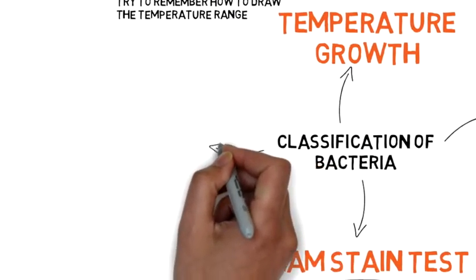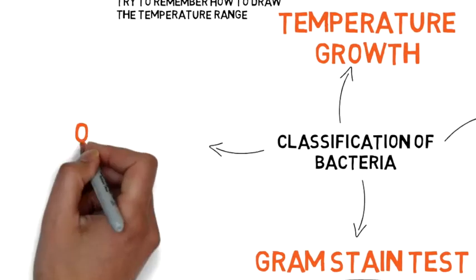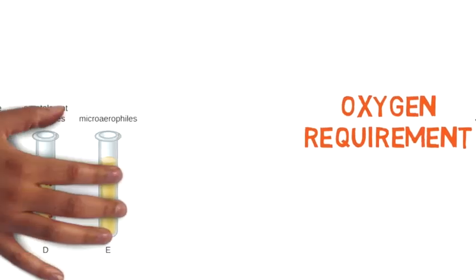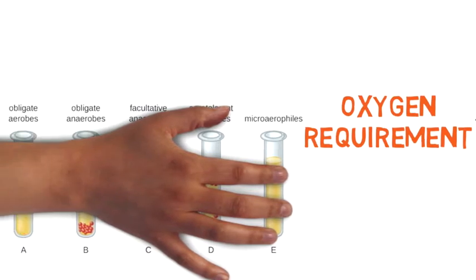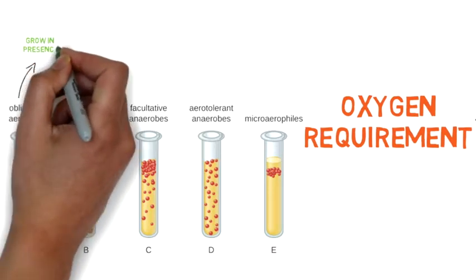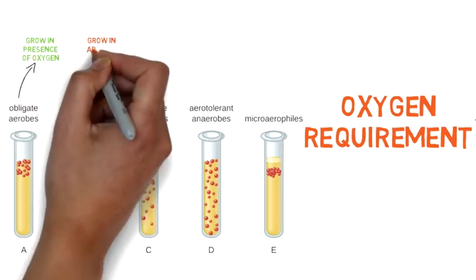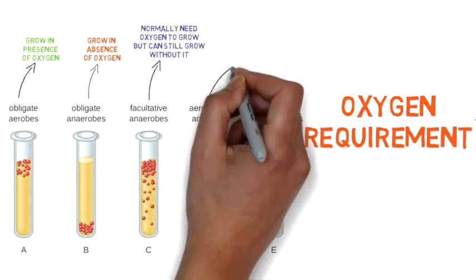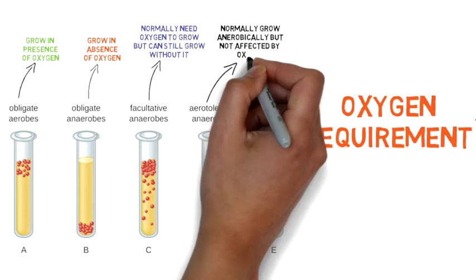The final classification of bacteria is based on their oxygen requirement, where they are mainly divided into five different types of oxygen requirement, which are obligate aerobes, obligate anaerobes, facultative anaerobes, aerotolerant anaerobes, and microaerophiles. Each group has its own criteria for growth.